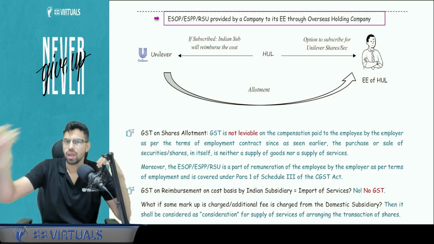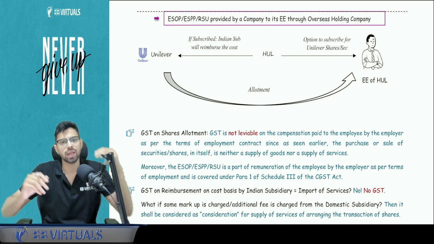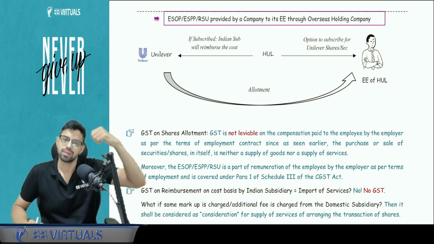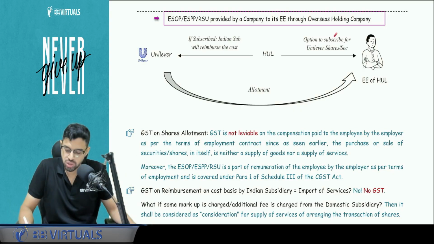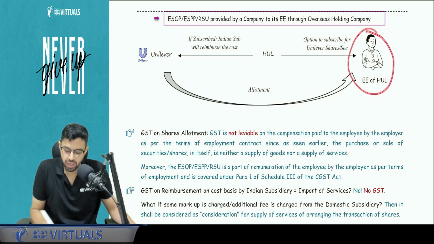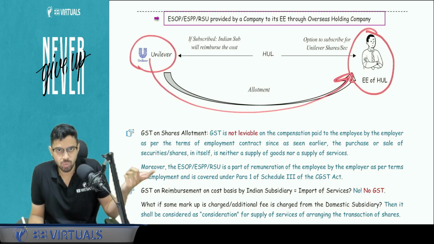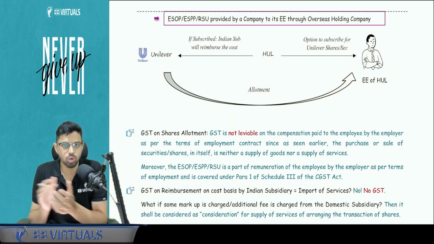So salary, whatever you are paying, perquisites that you are paying under the contractual obligation of the employment contract, are also outside the scope of GST. So no GST here. Tomorrow, if this person subscribes for the securities, if Unilever allots the securities, that is also outside the scope of GST. Why? Because securities are neither goods nor services.